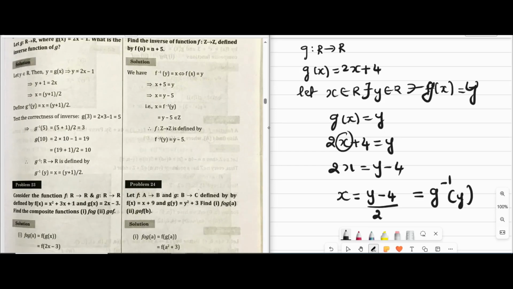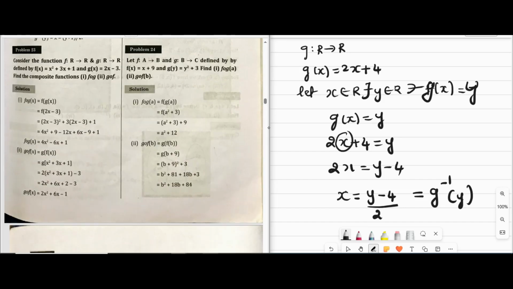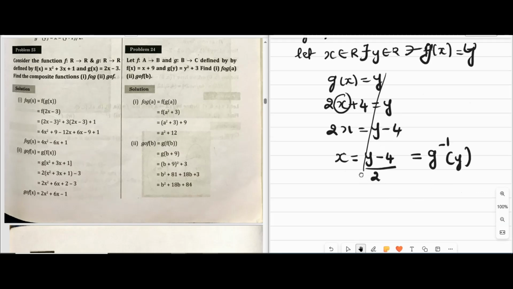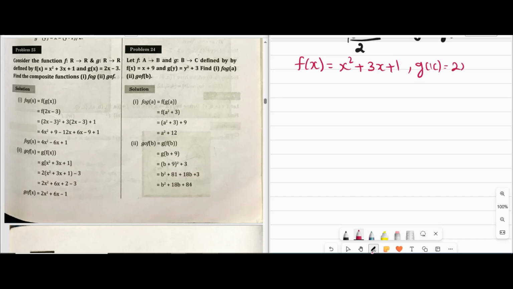Okay. Then for the next ones, we'll be finding fog and gof for these two problems. The next one is where we have to find fog and gof. They've given the functions, and we are finding the fog and gof values. So here they've given f of x is x square plus 3x plus 1 and g of x is 2x minus 3.